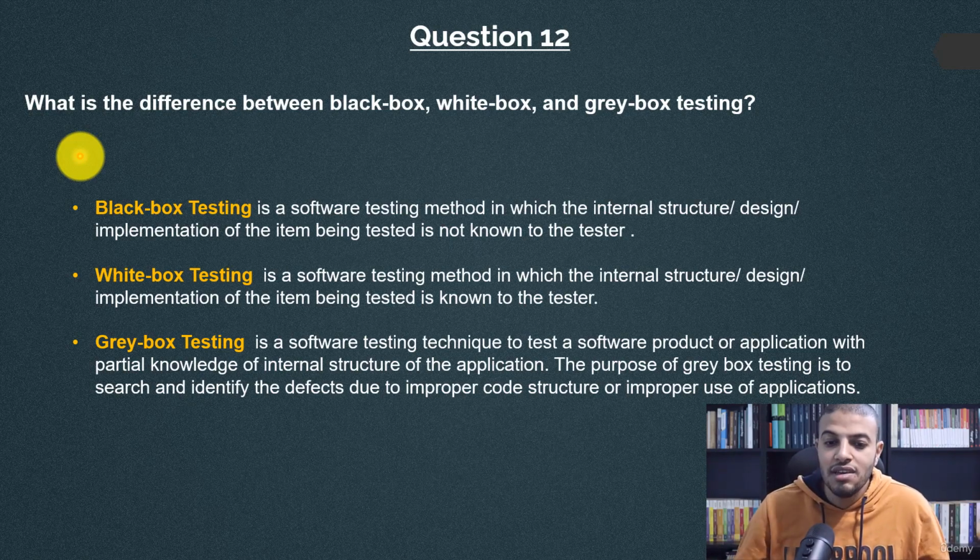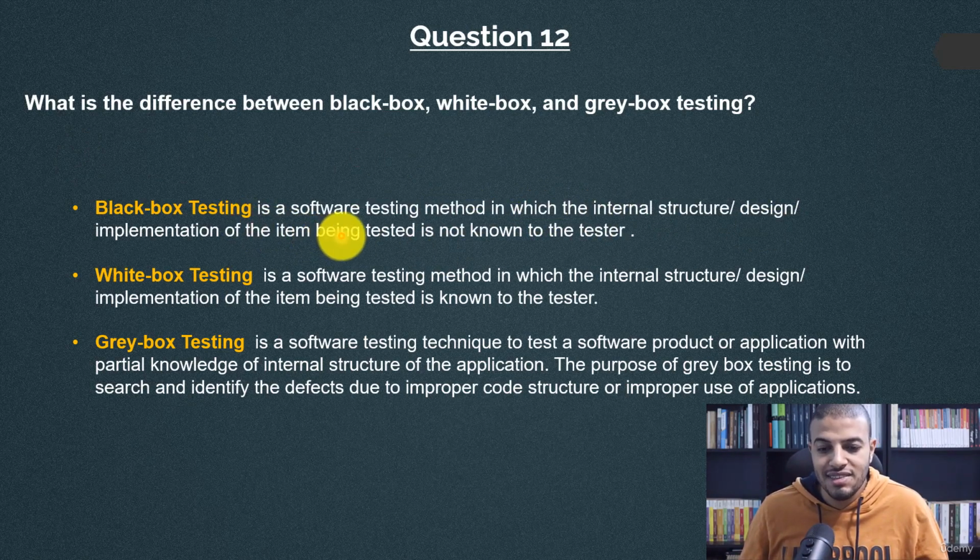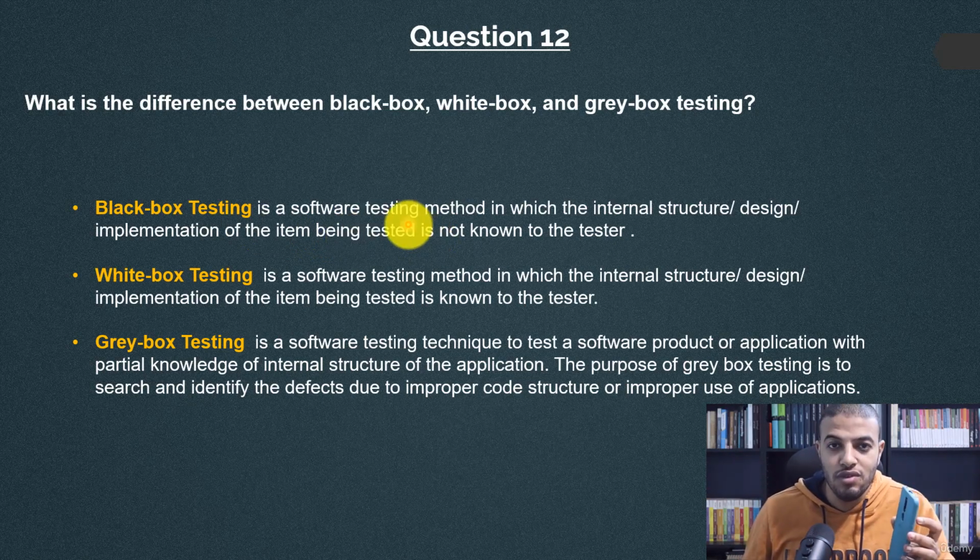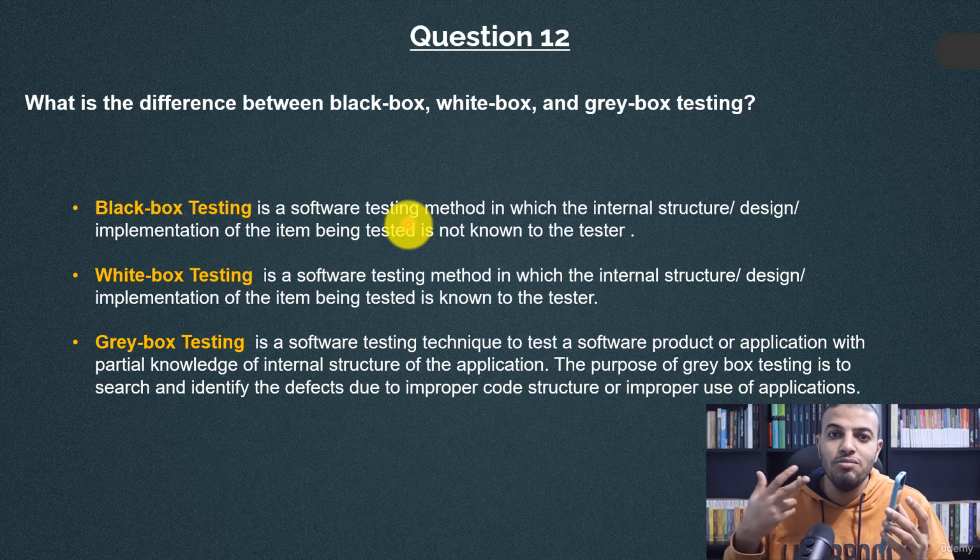So black box testing is a software testing method in which the internal structure or design or implementation of the item being tested is not known to the tester. For example, this is my mobile phone. If I'm testing this mobile phone using black box testing, I will provide input to the mobile phone and I will wait for output. I don't know anything about the internal structure of it. I'm using it as a user, as an experienced user.